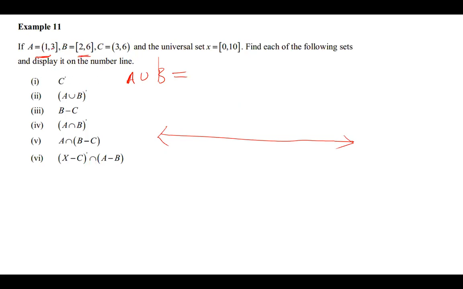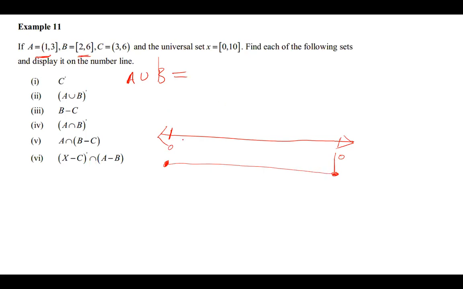Okay, so let us put our sets on the real line. Let me first put the universal set. The universal set is from 0 to 10. I'll just put the numbers there from 0 to 10. And if I want, I can even draw it down there. It's shaded at 0. It's also shaded at 10 because it's closed on both ends.